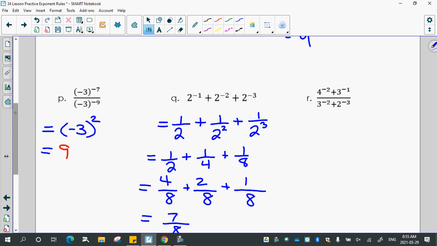All right, R is a tricky one, but one we're getting used to this year. Having 4-layer fractions, because that's what we're going to end up with. We're getting really good at them. So I would look at the numerator. I don't even have the same base. I'm adding. No rule, definitely. So 4 to the negative 2 is 1 over 4 to the positive 2. Plus 3 to the negative 1 is 1/3. Over. Look at the denominator. 3 to the negative 2, 1 over 3 squared. Plus 2 to the negative 3 is 1 over 2 cubed.